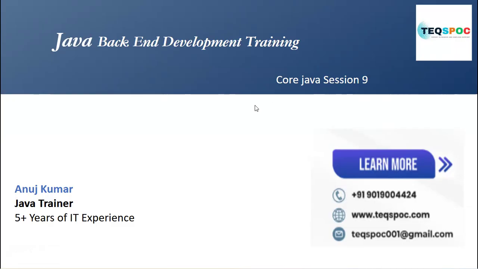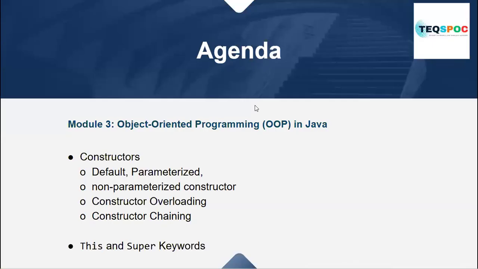This is a core Java assignment. In today's session, our agenda will be: what is a constructor, we will see the definition and how to create a constructor, different types of constructors (default, parameterized, non-parameterized), and what is constructor overloading. The same way there is method overloading, here also there is constructor overloading, constructor chaining, and what is the this keyword and super keyword, and how we will use them for calling different types of variables.